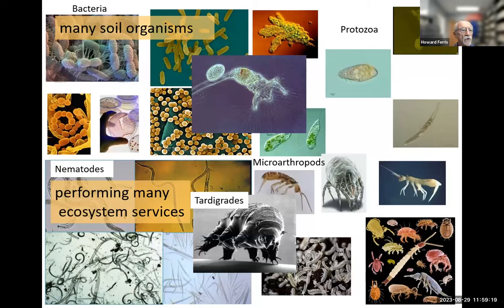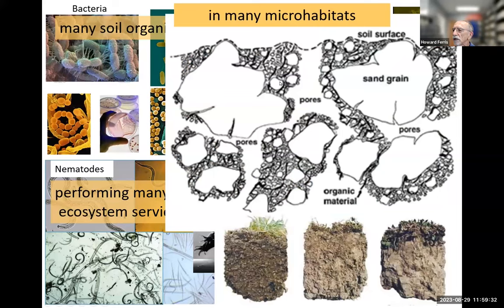So there are many, many organisms in the soil: bacteria, protozoa, tardigrades, microarthropods, and so on, and they're providing many ecosystem services, but they're doing it in a very diverse system, right? So we can look at three different types of soil here, or amounts of soil compaction or condition, and you can see they're quite different. But within any one of these, there are large sand grains and small particulate matter, and there's organic material, and there are water films around all of these things, and some of these areas will be accessible to small organisms, but not accessible to large organisms.